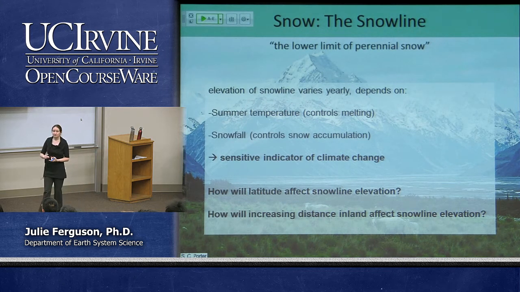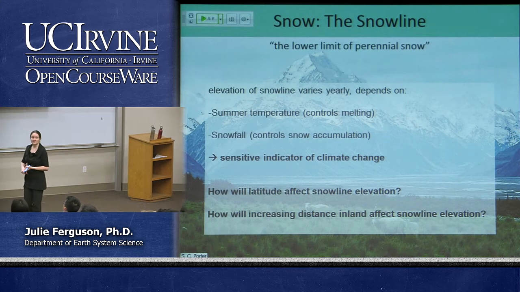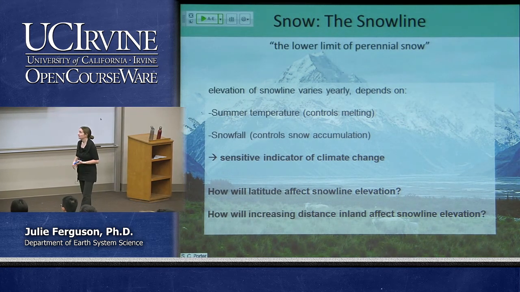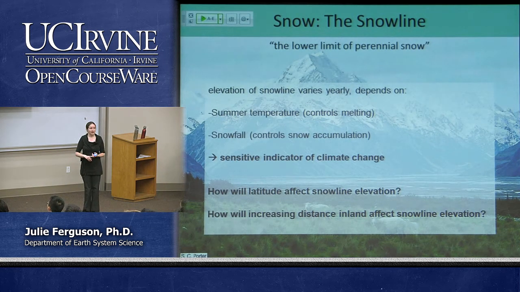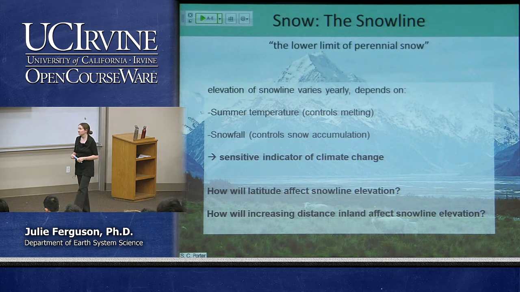Because first of all, the temperature of the summers controls how much melting there is. So a warmer summer might melt more, and so you get a higher snow line. The more snowfall you have will affect how fast it melts away in the summer. And so these are sensitive indicators of climate change.